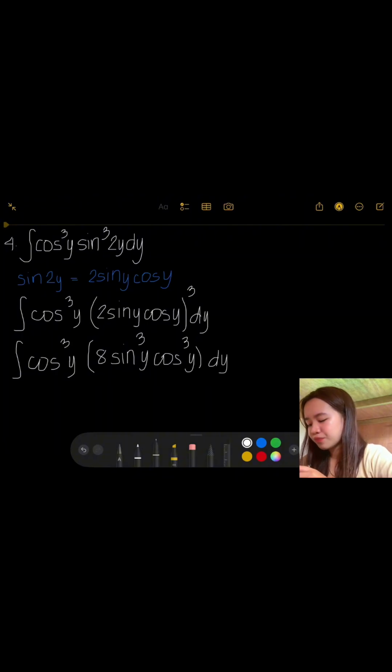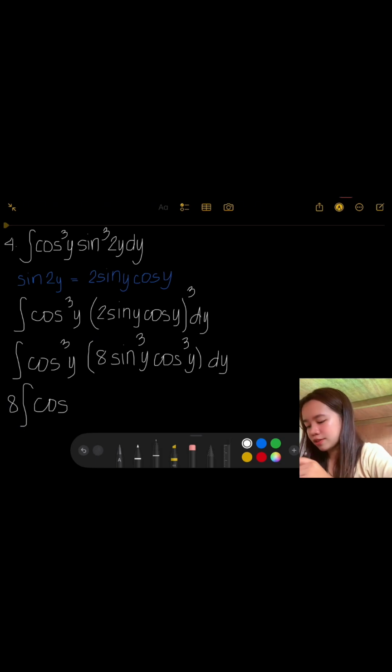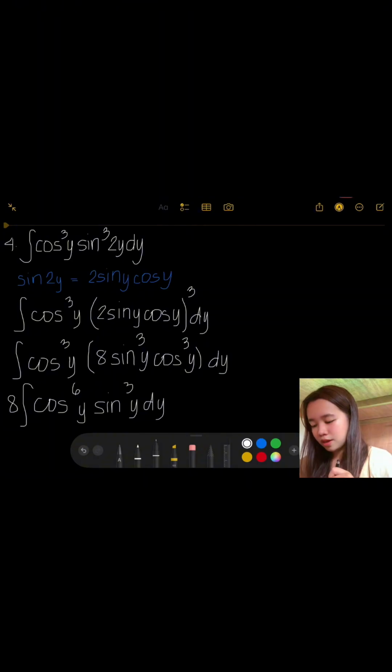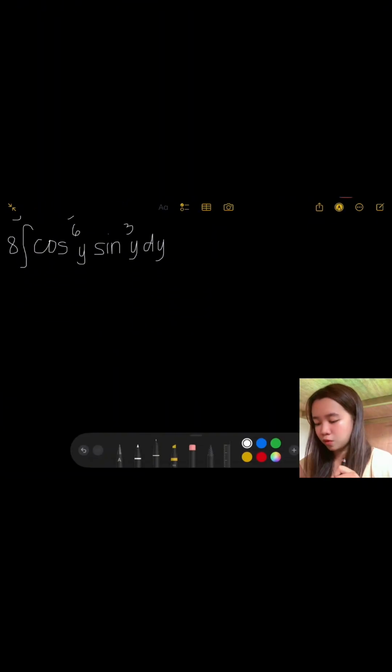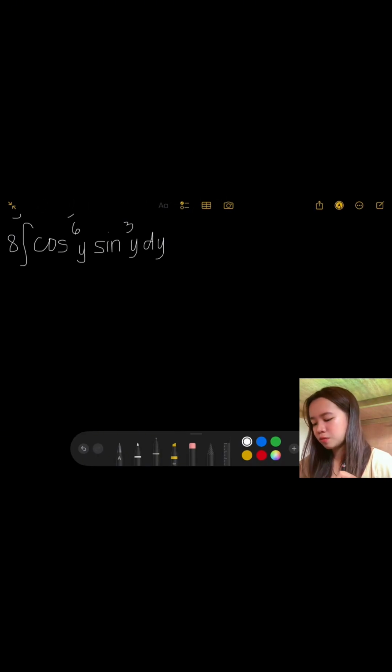So we will combine the cos cubed y and cos cubed y, and we will put the constant outside. So it will become 8 integral of cos to the 6th y sine cubed y. And we have an odd exponent, so we will be separating this. So this will become 8 integral of cos to the 6th y sine squared y sine y dy.